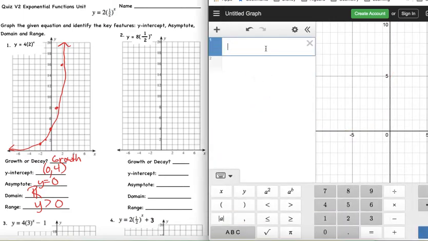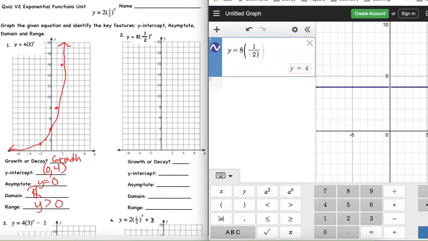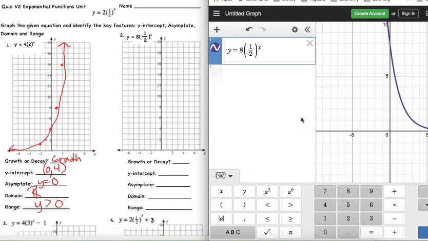I'm going to type in my new equation. Y equals 8, and then 1/2, and then, oops, the exponent, pushing a to the b to get that exponent of x. You can see that it's going downward as it goes to the right. So it is a decay because it's decreasing.